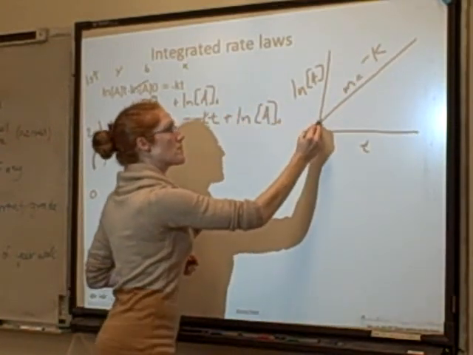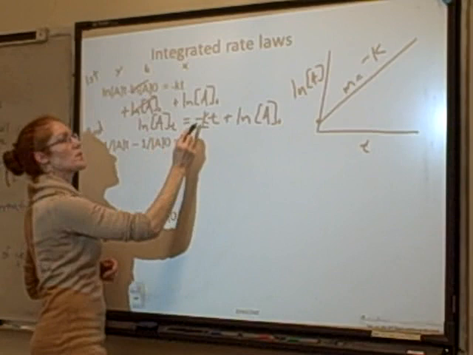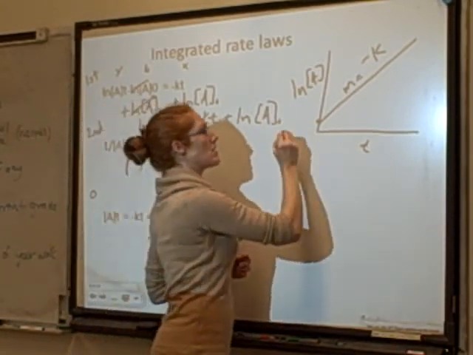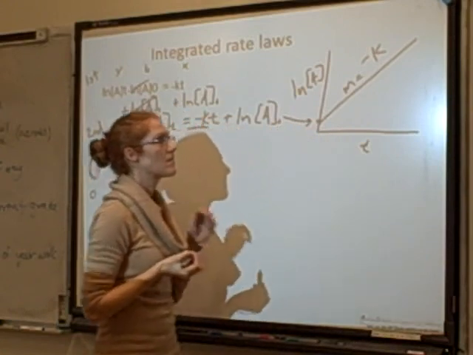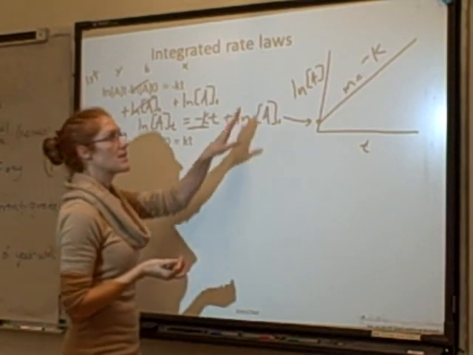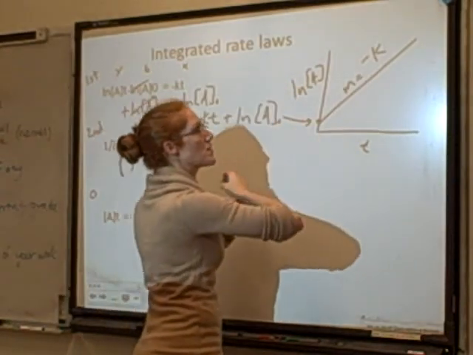This intercept, well, y equals mx plus b. My intercept is the natural log of the initial concentration right there. So basically, if it's a first order reaction and I plot the natural log of the concentration versus time, I get a straight line.